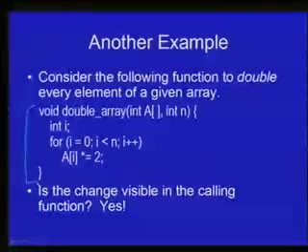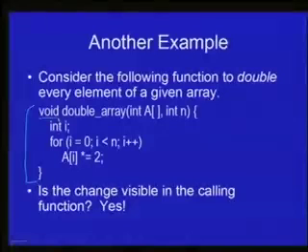Double array is the name of the function. There is no return value, and so the return type is void. The argument is an integer specifying how many elements are actually there in the array A, which is being passed as the first argument. And the code is very simple. For all elements from 0 to n minus 1 of the array, we just double the array element using the star equal to operator.